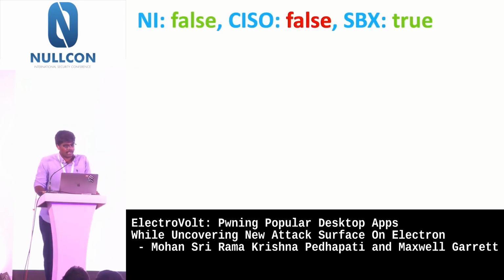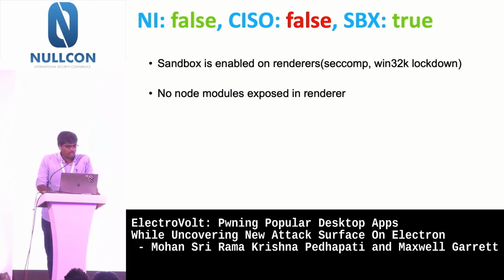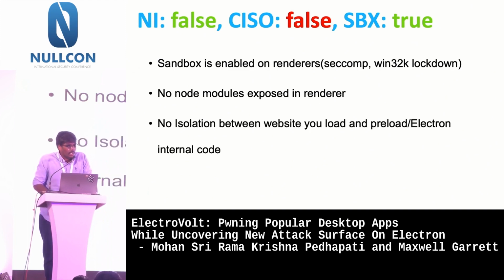Now the sandbox is enabled, which means even with JavaScript execution, we can't run a V8 exploit and pop the calculator because it is sandboxed by seccomp on Linux and Win32k lockdown on Windows. So we can't access bad syscalls like open, write, execve, so we can't pop any calculator with that. Also, the Node modules are not exposed in the renderer. But as you can see, context isolation is disabled here.